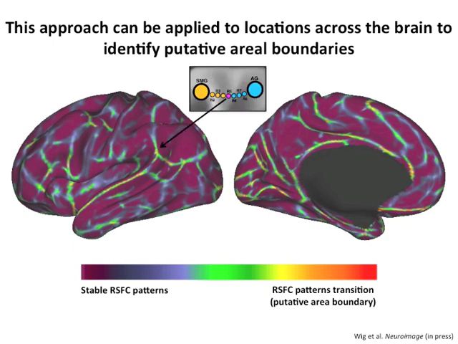And we can see that the same location that we identified as a transition point in the earlier example falls on this line, separating a portion of the angular gyrus from a portion of the supramarginal gyrus. What we think we've defined here then is a map of areal divisions.